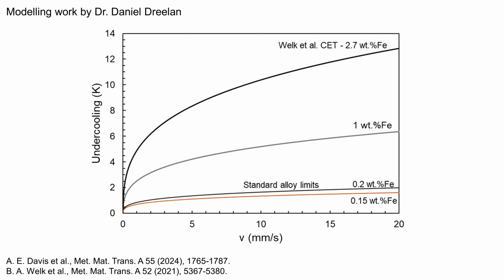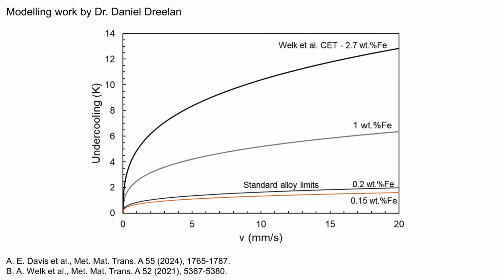But this now poses a question for us. How much undercooling do we actually need to achieve for a CET in Ti-6-4? Fortunately, Welk and colleagues gave us a calibration point of sorts. Their work using increased levels of iron in a similar two-phase alloy to Ti-6-4 showed us that about 2.7 weight% iron is needed before the CET begins.